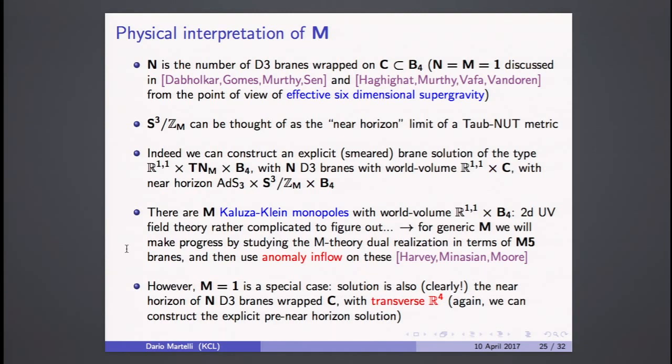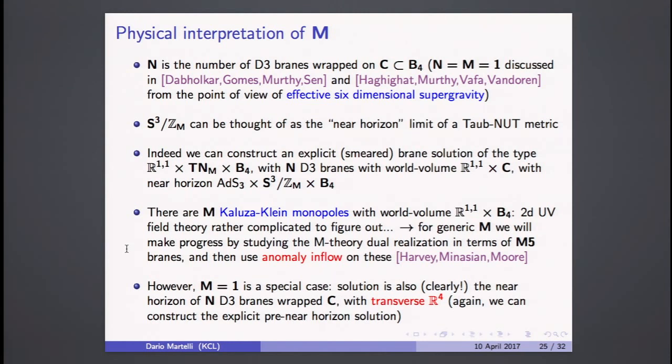Right. First of all, a few comments about the physical interpretation of M. So one can view this M as arising from this quotient, as arising from the near horizon limit of a Taub-NUT metric. Namely, you can think of this space here, where this is a Taub-NUT metric with this parameter M, and put the branes as before along R11 and inside a curve C in B4, as I show here, and that would be the near horizon limit. As we know, this metric here represents M Kaluza-Klein monopoles. So the full solution can be thought of as the near horizon limit of N D3 branes plus M Kaluza-Klein monopoles.